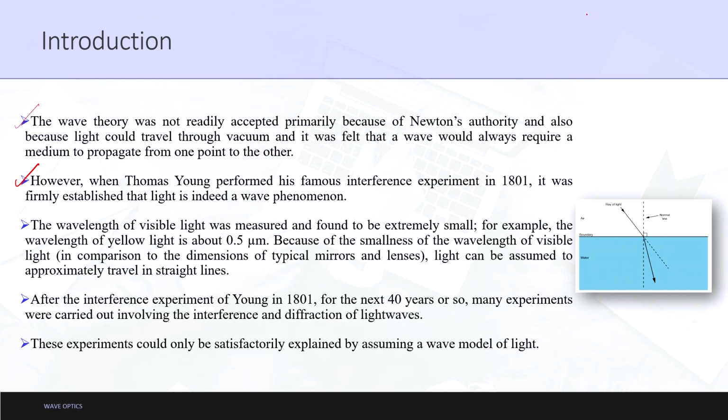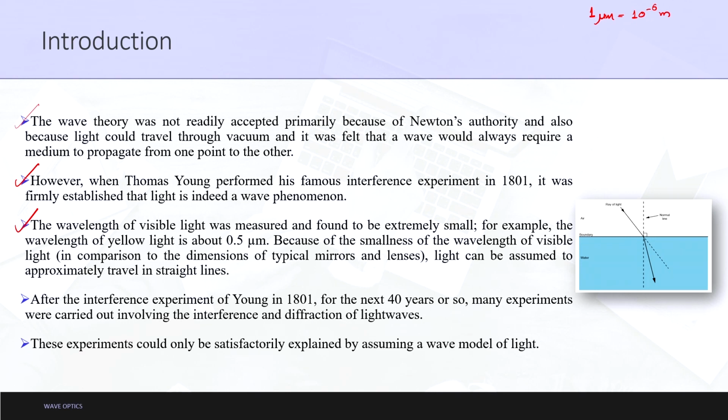Just to reiterate, 1 micrometer is 10 to the power minus 6 meters. So, as you can see, the wavelength is very small. Because of the smallness of the wavelength of visible light in comparison to the dimensions of typical mirrors and lenses, light can be assumed to travel approximately in straight lines.